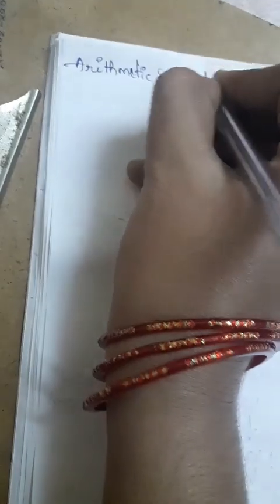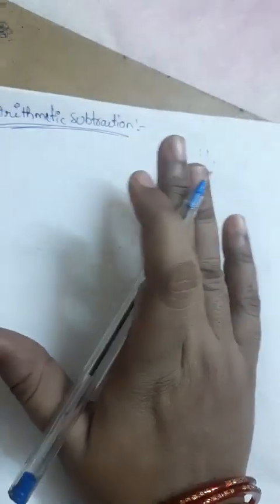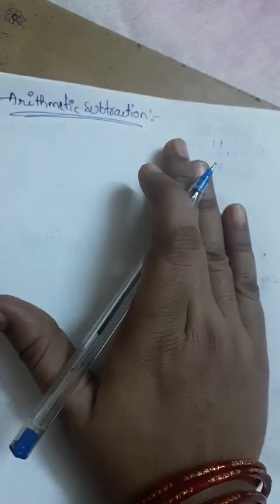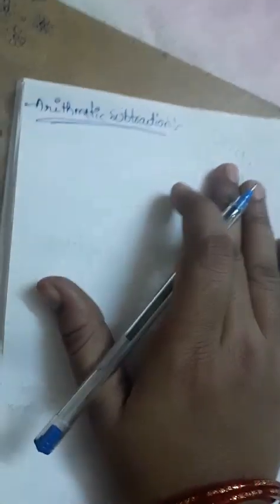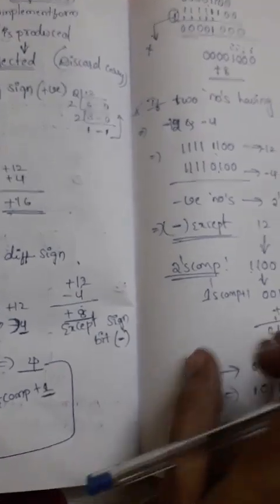Arithmetic subtraction. Subtraction of two signed binary numbers when negative numbers are in 2's complement form is very simple. Already we know that the 2's complement form of negative numbers is 1's complement plus 1. This is very simple. Take the 2's complement of the subtrahend and add it to the minuend. Including the sign, we need to first convert the subtrahend.